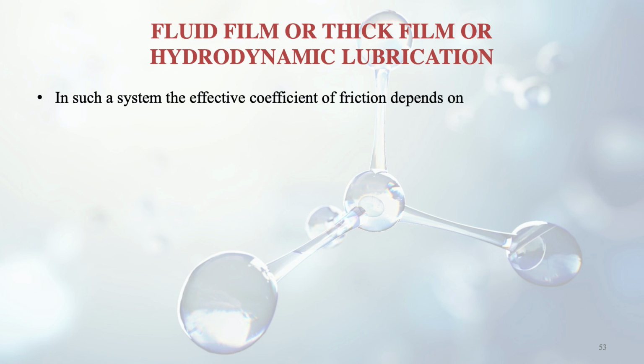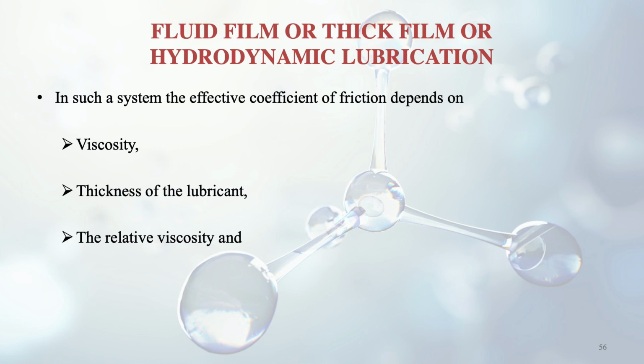And in such a system of hydrodynamic lubrication, the effective coefficient of friction actually depends on certain factors, like the viscosity and the thickness of the lubricant. You can understand this very easily, because they are quite obvious. Viscosity of the fluid is very important, thickness of the lubricant also, then the third point is the relative viscosity, and the fourth one is the area of the sliding surfaces.